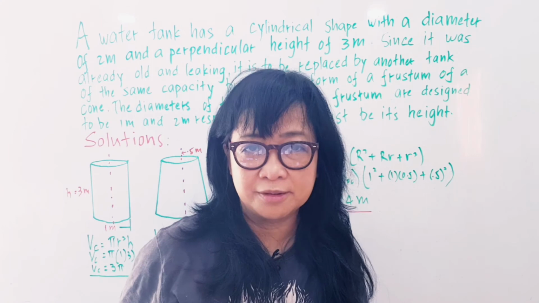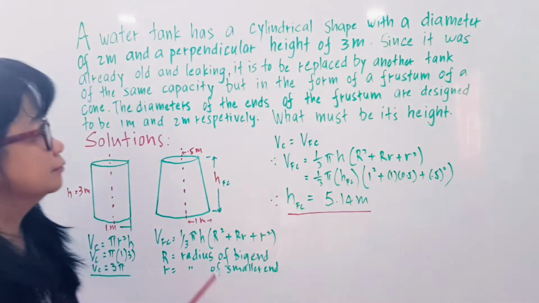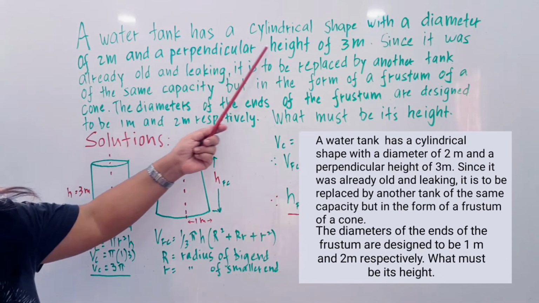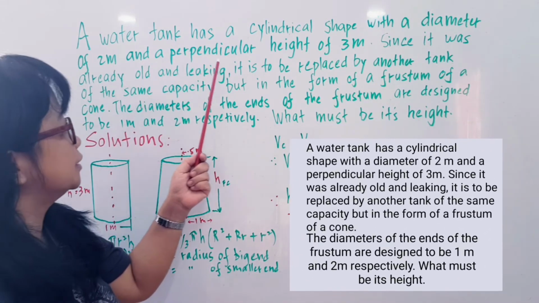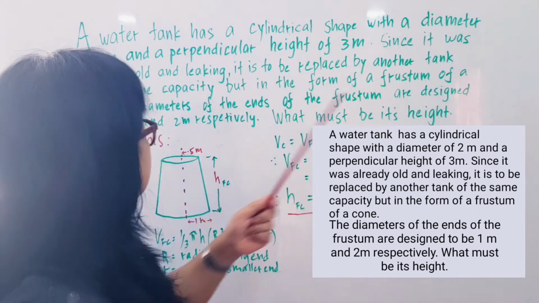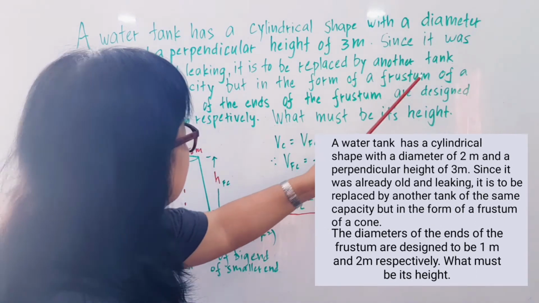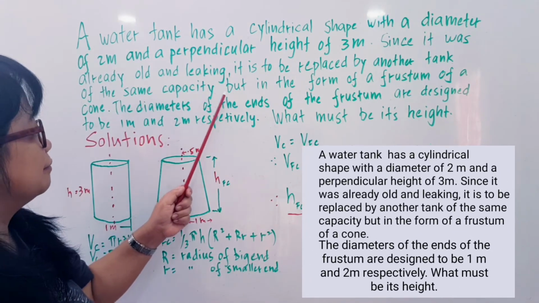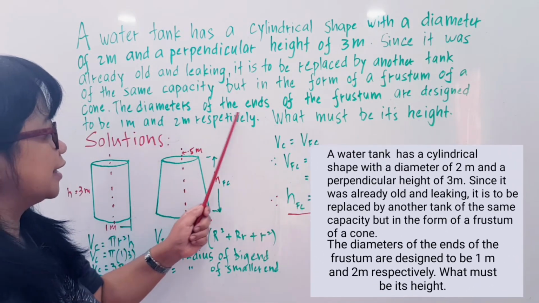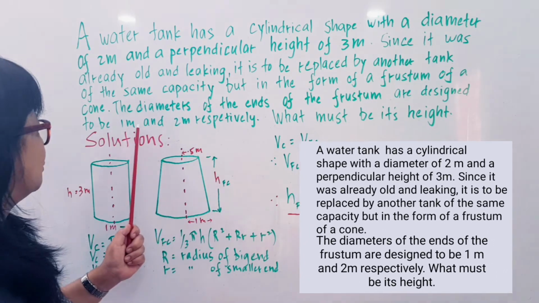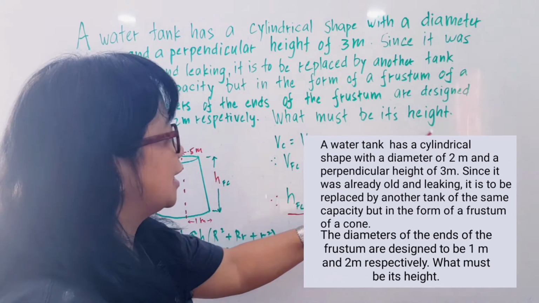Another problem involves the cylindrical shape and the frustum of a cone. A water tank has a cylindrical shape with a diameter of 2 meter and a perpendicular height of 3 meter. Since it was already old and leaking, it is to be replaced by another tank of the same capacity, but in the form of a frustum of a cone. The diameters of the ends of the frustum are designed to be 1 meter and 2 meter respectively. What must be its height?